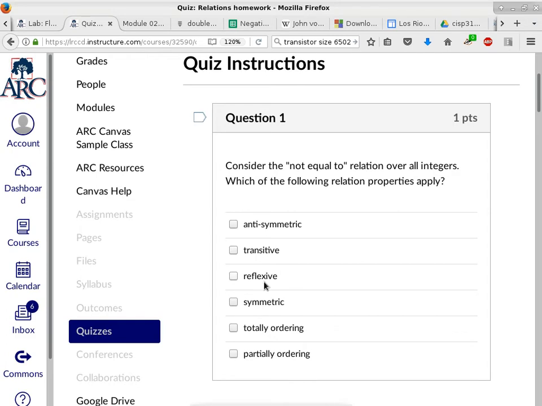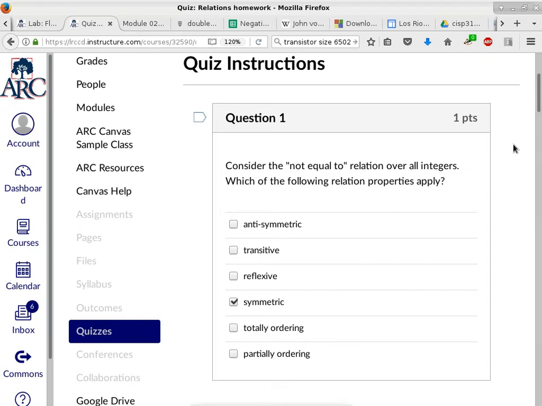Is it reflexive? Is each integer not equal to itself? That would be false, so it's not reflexive. Is it symmetric? If A does not equal B, can we conclude that B does not equal A? Yes. It is finally symmetric. Does it have any type of ordering? No. It has no antisymmetry, so it cannot be any of the orderings, so it's just symmetric in this case. So are we okay with question number one? Why it is just symmetric, but none of the other properties?